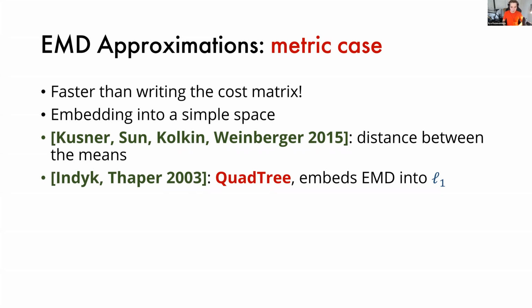For example, in the Kusner et al. paper, they propose one very simple heuristic. It actually doesn't work super well, but it somehow works for them. Basically, if you have two distributions in Euclidean space, you can collapse each of them to the mean and use the distance between means, again, as a lower bound for the true EMD cost.